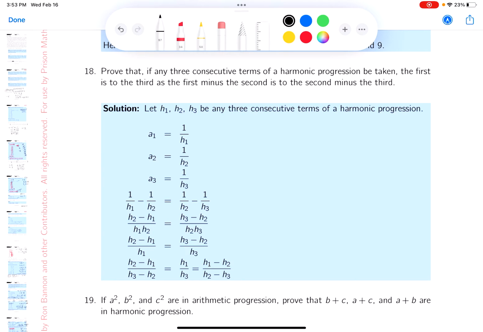Okay, let's read it through. It says, prove that if any three consecutive terms of harmonic progression be taken. Well, you know what I got to do? I got to write this down now. And they're saying that there's three terms of a harmonic. I'm just going to say the three terms.